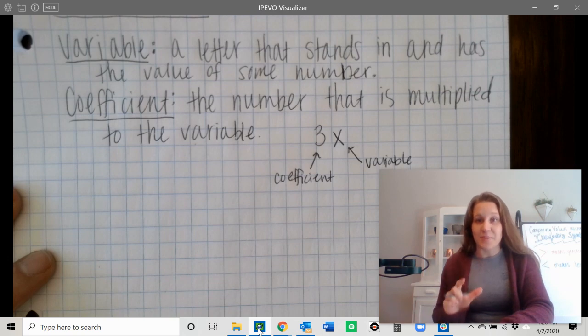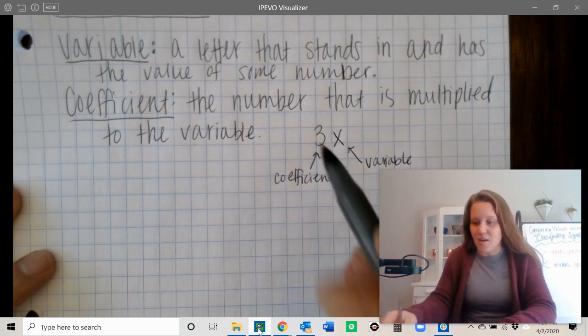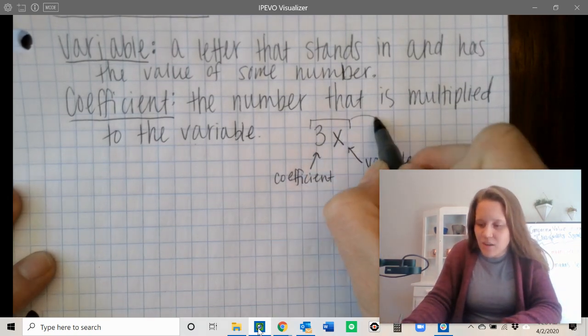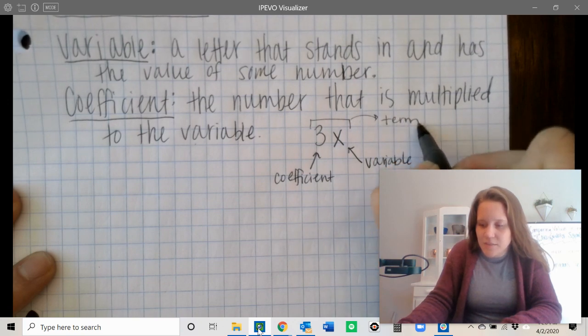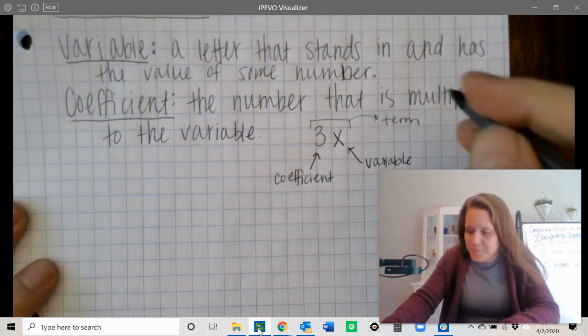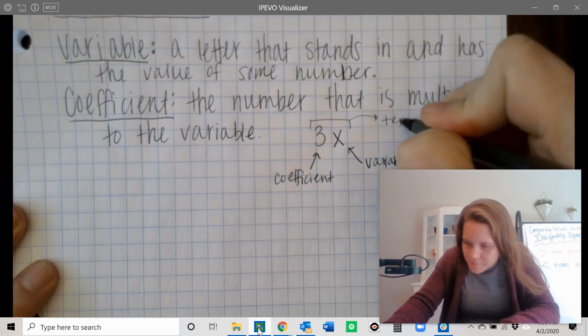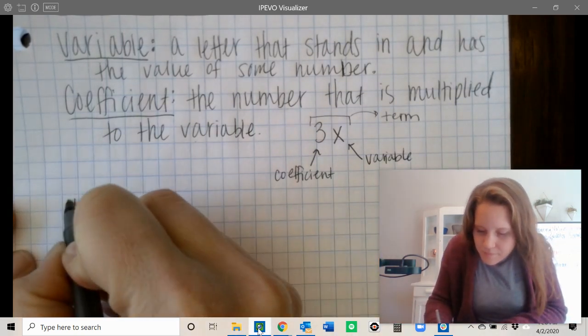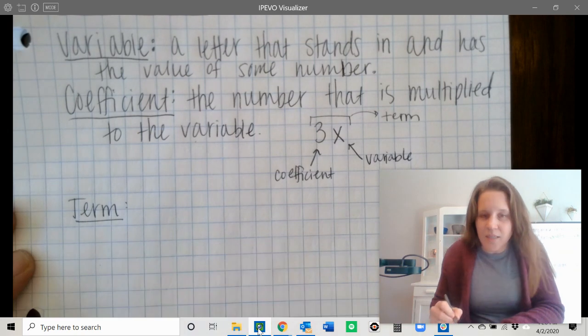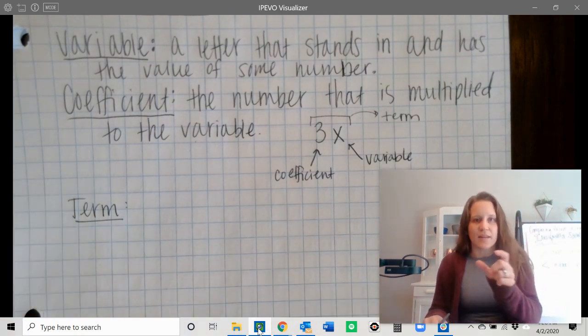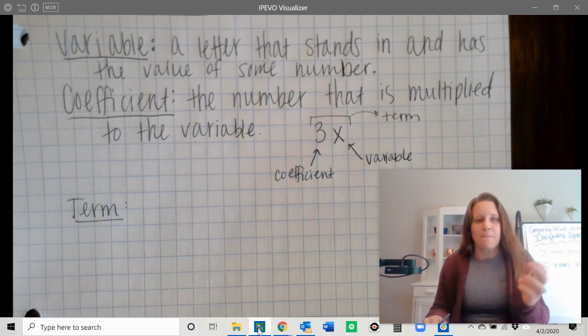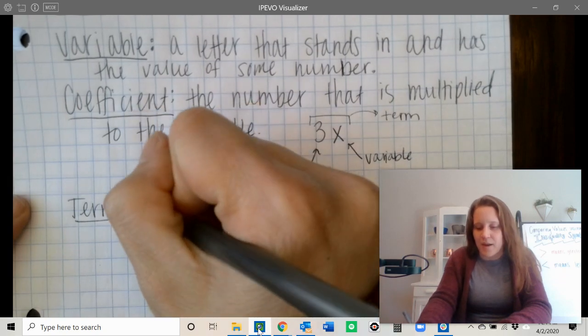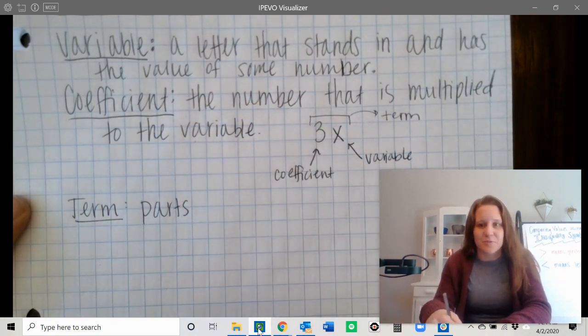There's one other word that's implied in here, and I think I've actually used it. And that is the word term. The whole thing together is called a term. T-E-R-M. So let's go ahead and define term. A term is any product or any value that is being added or subtracted within an expression. So parts, I'm going to write parts of an expression that are added and subtracted.